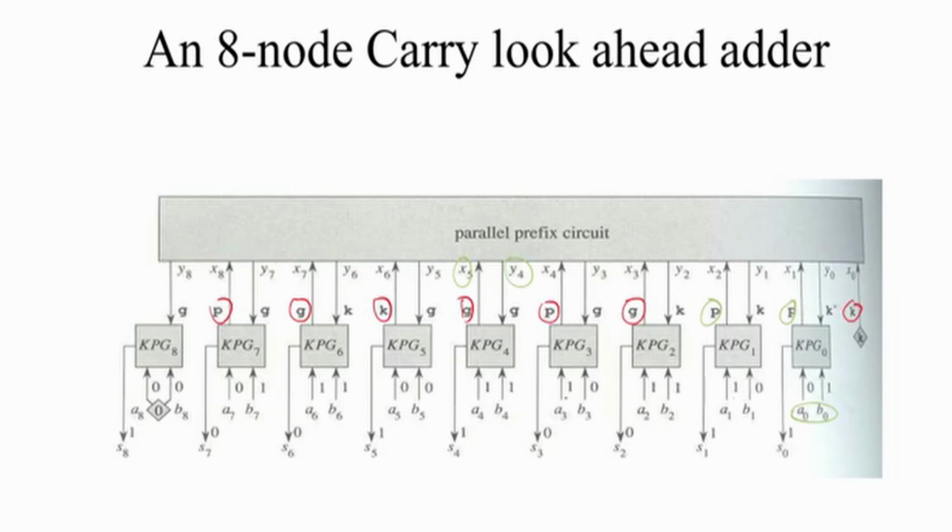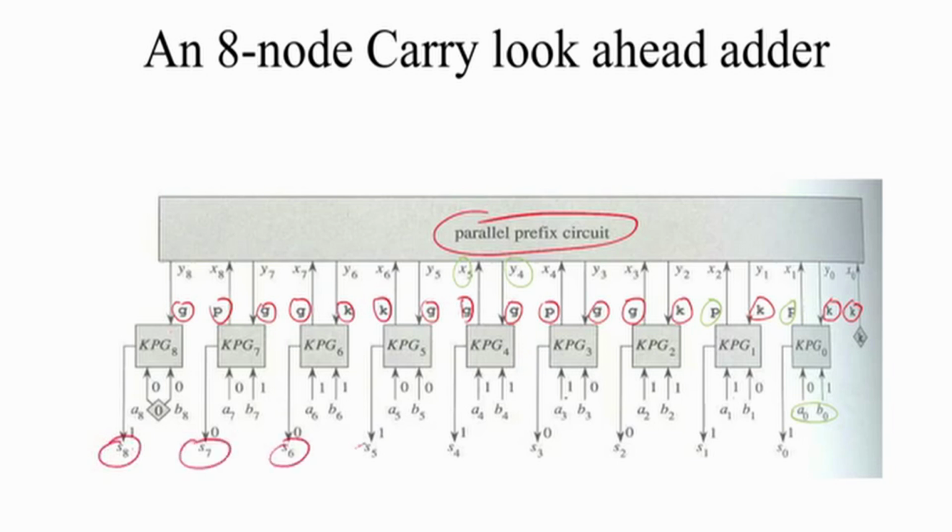So kill propagate will give me kill, kill propagate gives me kill, kill propagate gives me kill, kill generate gives me generate, generate propagate will give me generate, generate generate gives me generate, generate kill gives me kill, kill generate gives me generate, generate propagate gives me generate. So the y values are basically output from this parallel prefix circuit. From the y values I immediately get the carry as 1 and basically generate the sum bits, okay.